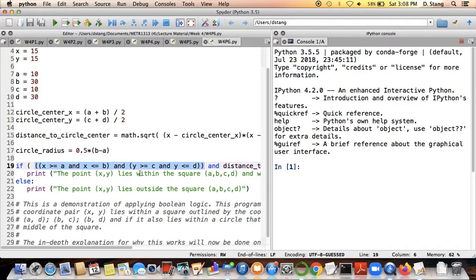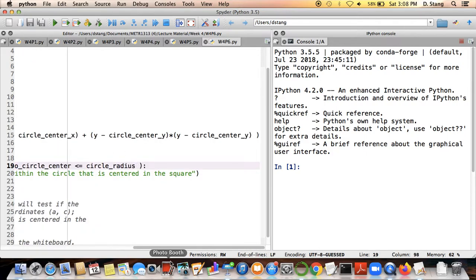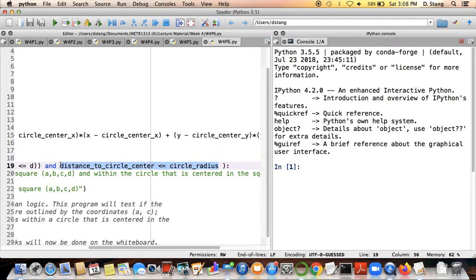And then this entire thing enclosed in this set of parentheses is asking the question, is our point contained within the square? And if both those things are true, enforced by this AND operator between the two conditions in question, am I contained within the square and am I contained within the circle?